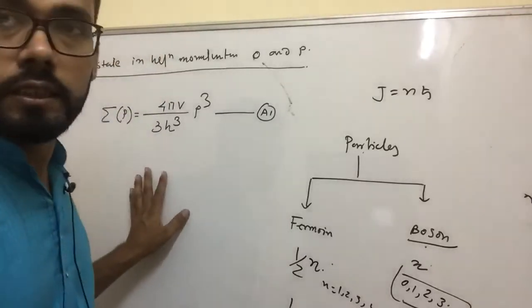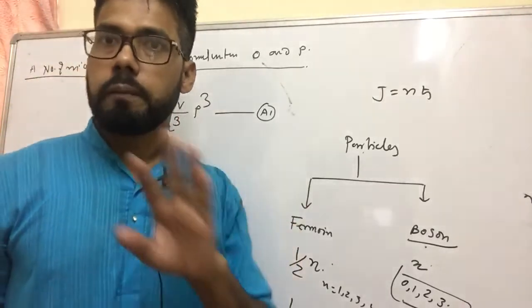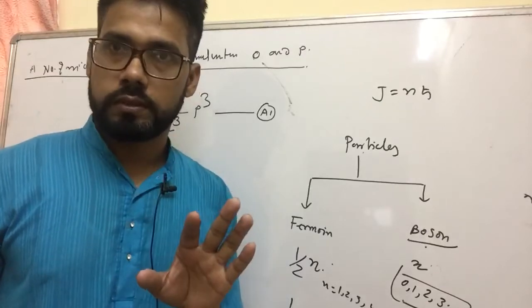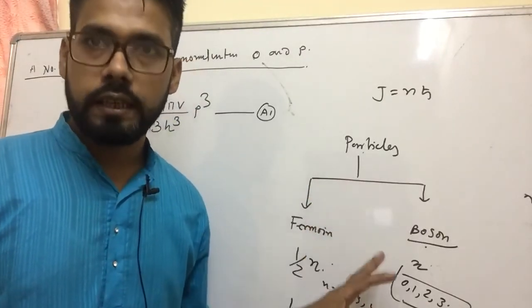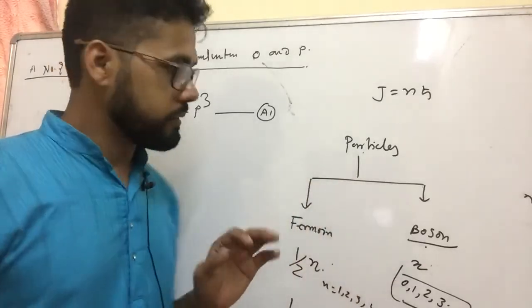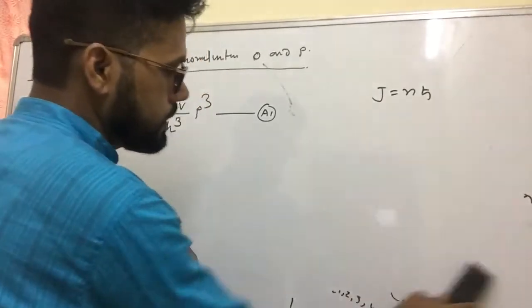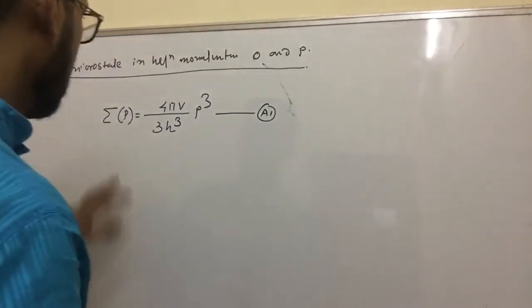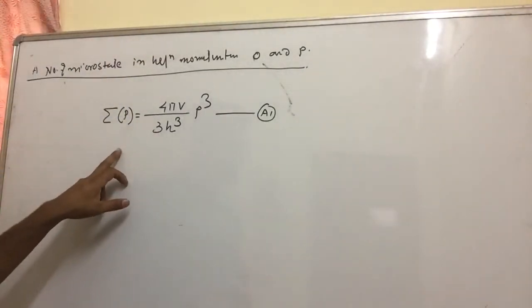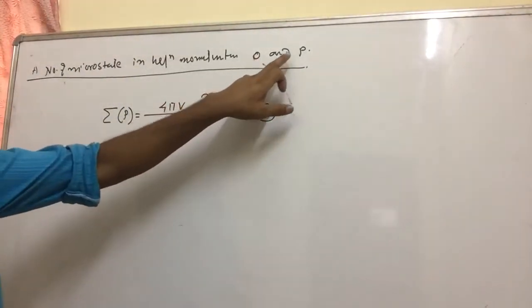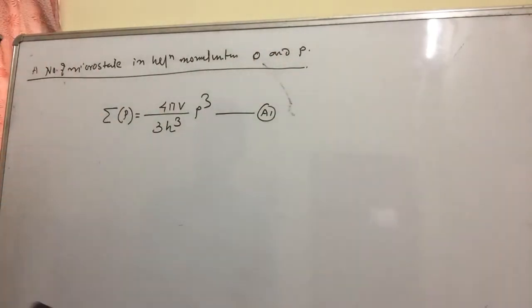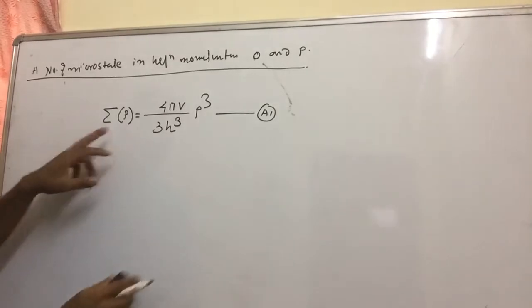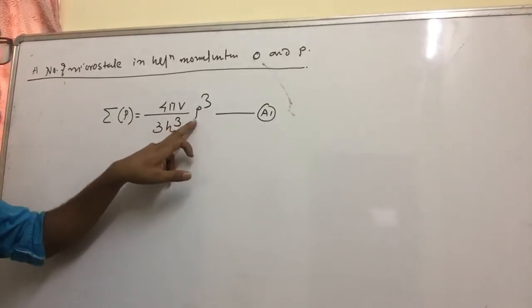Now this density of state will be different for fermion as well as boson. That's why I am giving you the basic idea about the classification of particles depending on the spin. Clear? Okay. Now this is the number of microstate in between momentum 0 and p. Now my focus is to convert this number of microstate in terms of momentum.